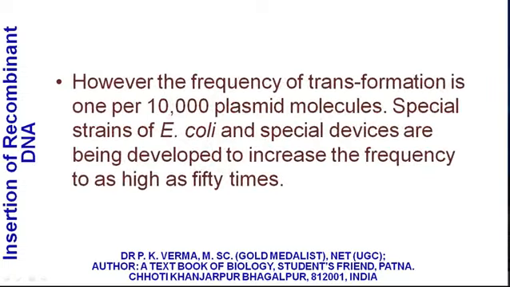So pores are created in the E. coli. However, the frequency of transformation is 1 per 10,000 plasmid molecules. Special strains of E. coli and special devices are being developed to increase the frequency as high as 50 times. In fact, smaller DNA have a higher rate of transformation than larger DNA, and fragments containing 30,000 base pairs or more do not cause transformation in bacteria.